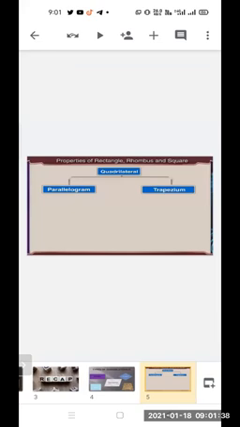Okay. And also in the case of the adjacent angle test, the interior angles should be supplementary. Supplementary means what? 180 degrees. Okay.